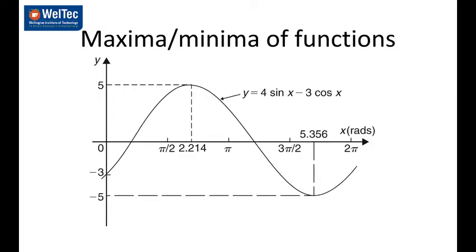Now the information that we've just found, we can put on a graph: the maximum point is where x is at 2.214 and the minimum point is at 5.356. Now we would need to find this point here, negative 3, where x is equal to 0, by putting that into the equation and finding the value of y.